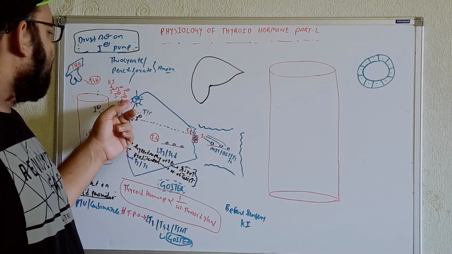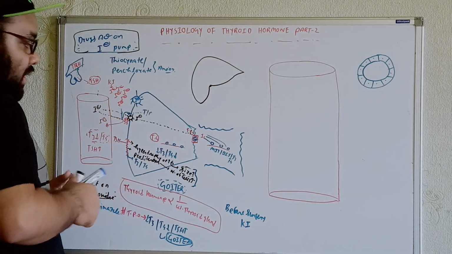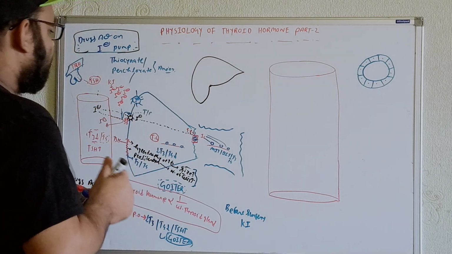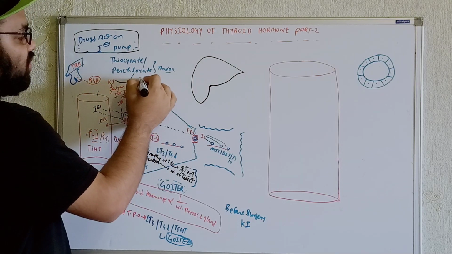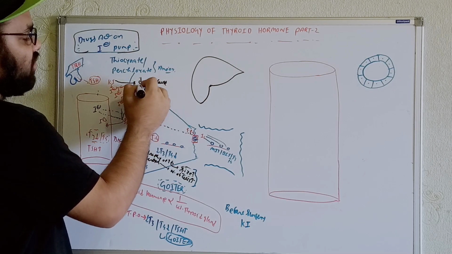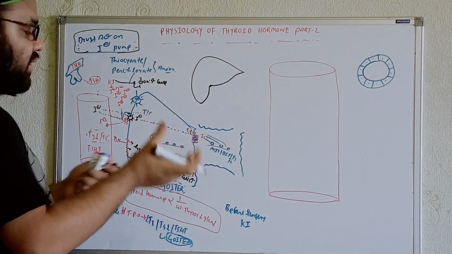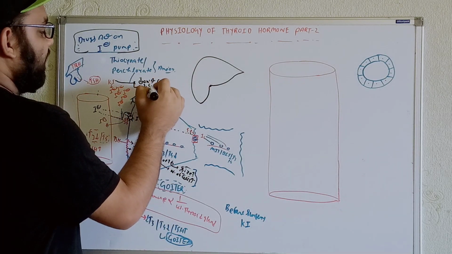So whenever it is inhibited, definitely the iodine is not going well into these cells. Now the interesting thing over here is that potassium iodide will not cause goiter. Potassium iodide doesn't cause goiter. Rather, it will decrease the size of the thyroid gland. It will decrease the size of the thyroid gland.